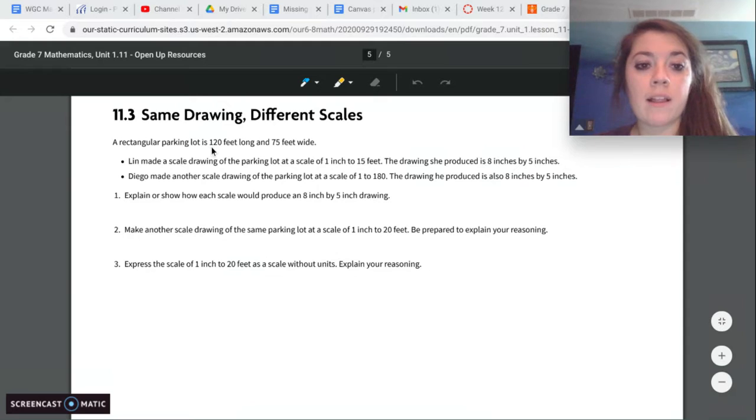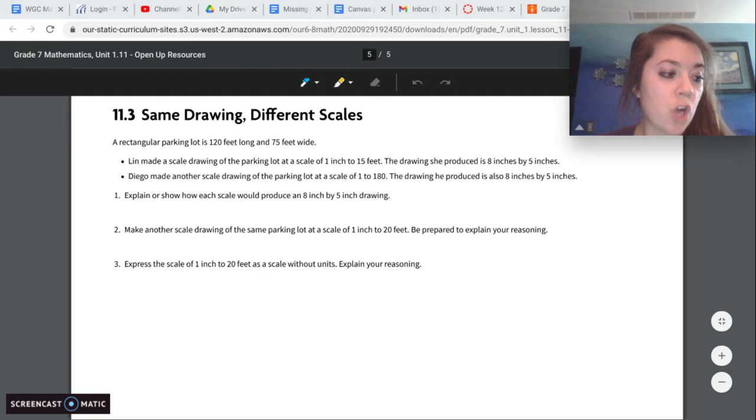A rectangular parking lot is 120 feet long and 75 feet wide. Lynn made a scale drawing of the parking lot at a scale of 1 inch to 15 feet. The drawing she produced is 8 inches by 5 inches. Diego made another scale drawing of the parking lot at a scale of 1 to 180. The drawing he produced is also 8 inches by 5 inches. Explain or show how each scale would produce an 8-inch by 5-inch drawing.